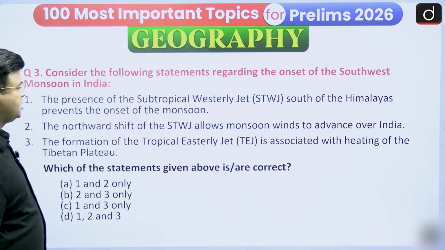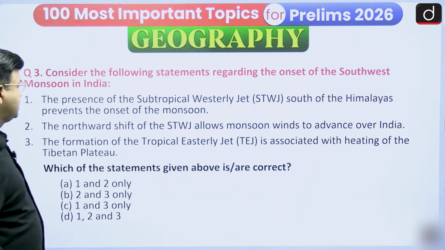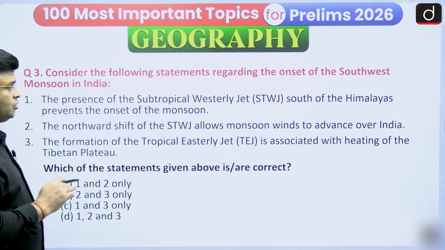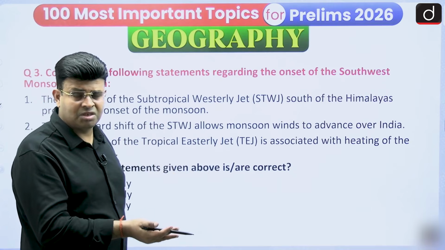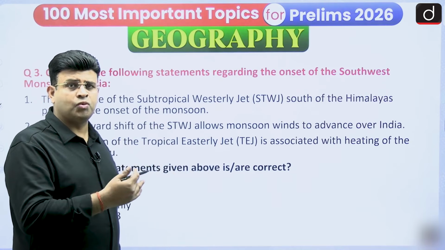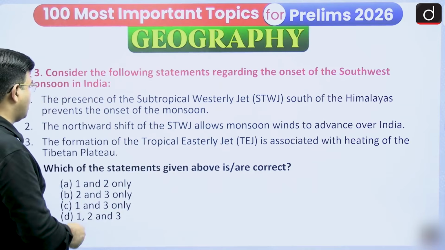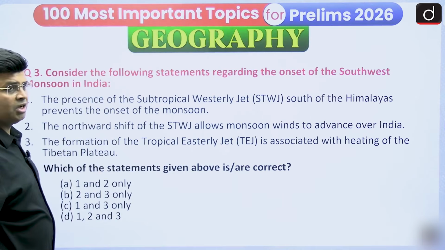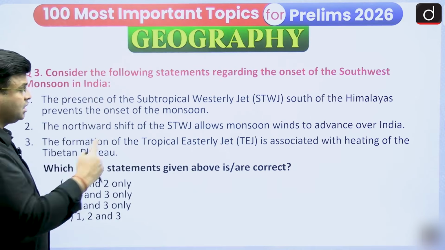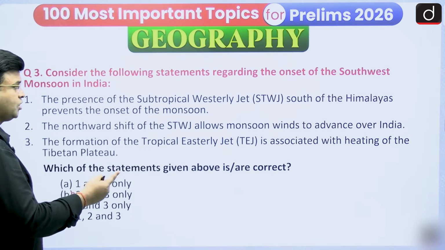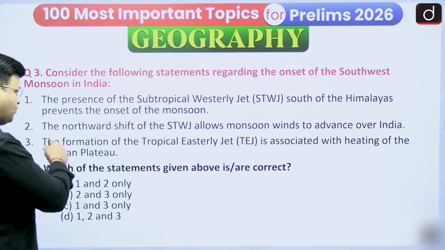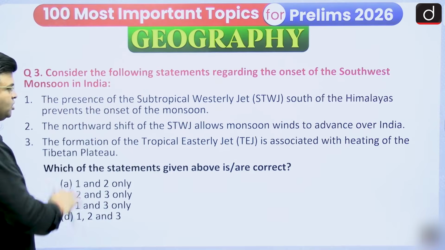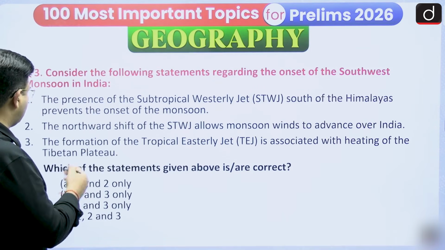So here, consider the following statements regarding the onset of southwest monsoon. Yes, the presence of the subtropical westerly jet stream south of the Himalaya prevents the onset of the monsoon. If the subtropical jet stream is existing south of the Himalaya, it will not allow the southwest monsoon. Then, the northward shift of the subtropical westerly jet stream allows the monsoon wind to advance over India. If the subtropical westerly jet is north of India, then the southwest monsoon will advance. The formation of the tropical westerly jet stream is associated with the heating of the Tibetan Plateau. So you have to see which statements are correct and then answer accordingly.